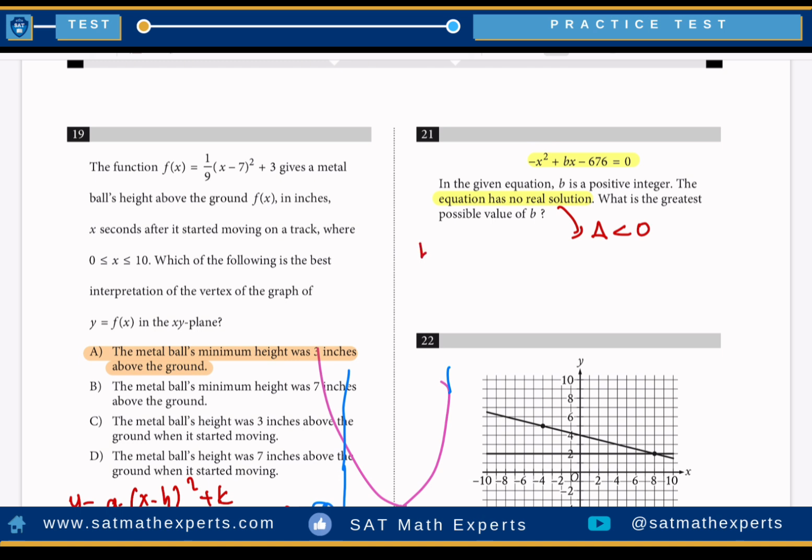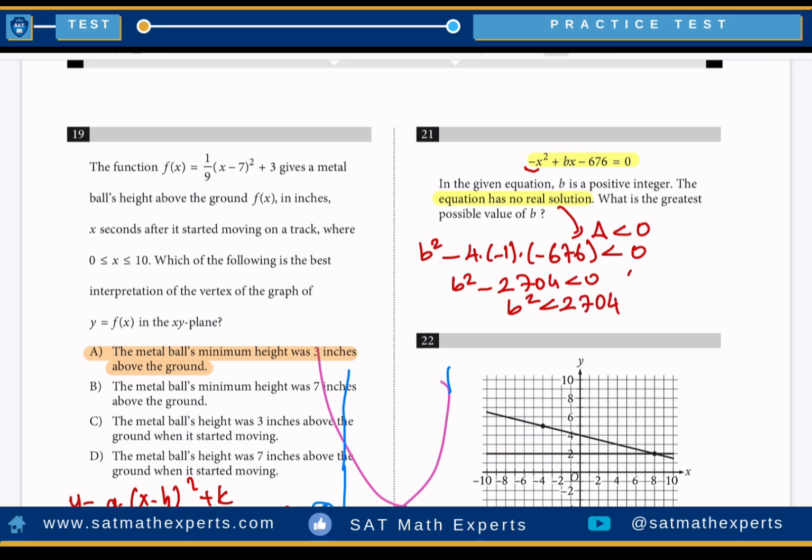So b squared minus 4 times a, which is here negative 1, and c is negative 26, should be less than 0. Okay, let's double check everything. Okay, it's correct. So b squared, minus times plus, plus, minus, minus, when you multiply, 2704 less than 0, so b squared less than 2704.